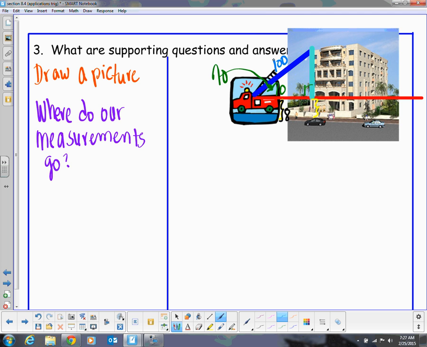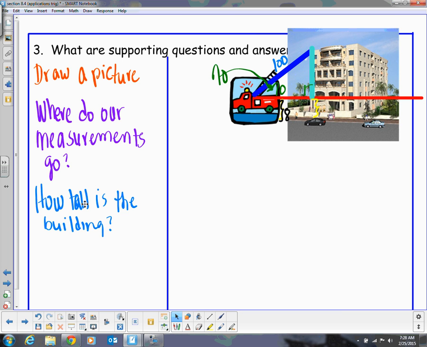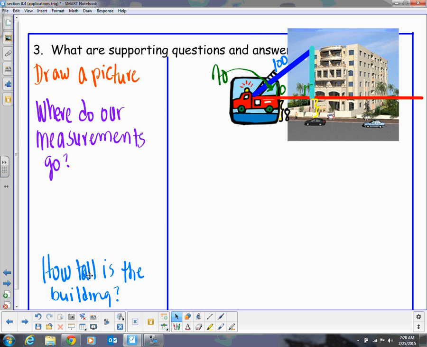How tall is the building? What does that tell me? How tall? Now, are we going to be able to answer this question right now? No. Are we going to get the full building height right now? No. So I'm going to push that down a little bit.